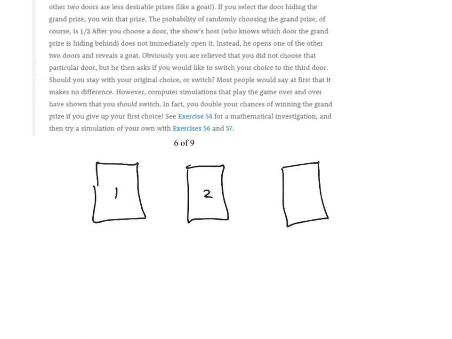It would be door 1, door 2, door 3. And they would tell you that 2 of the doors have horrible prizes, nothing essentially. They were silly prizes like a goat or a pig or something along those lines. And 1 of the doors had a really good prize. So what they did is they let you pick a door.